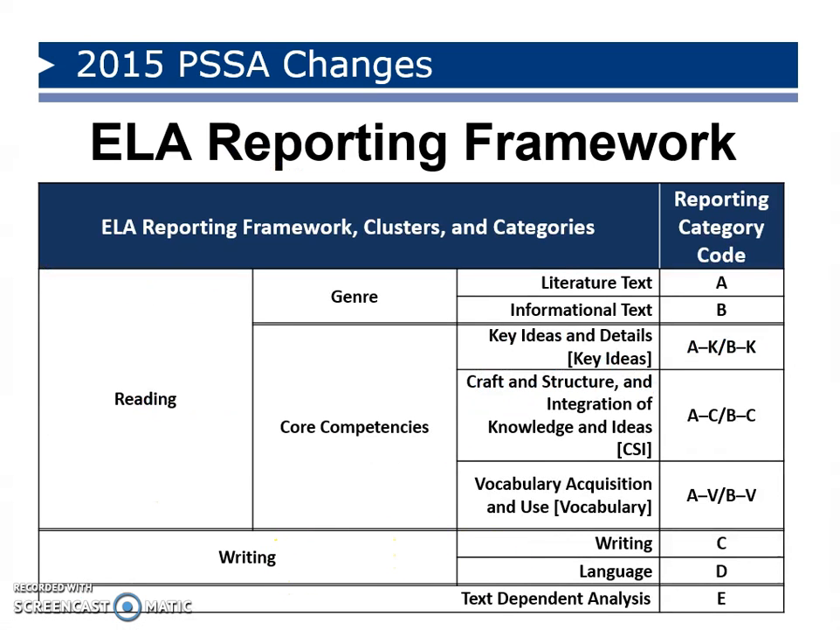Here's just a reporting framework. In reading, you've got the two genres being assessed, and then within the reading, you have these competencies around key ideas and details, craft and structure, vocabulary. And then in writing, you have the writing mode as well as the language skills. In the Keystone exam, we're just looking at the reading portion of that. They don't do writing as a separate assessment in the high school, and they don't really do a text-dependent analysis. They do short constructed responses.